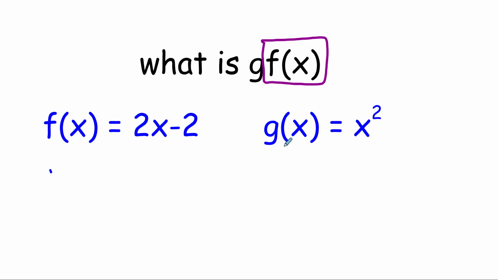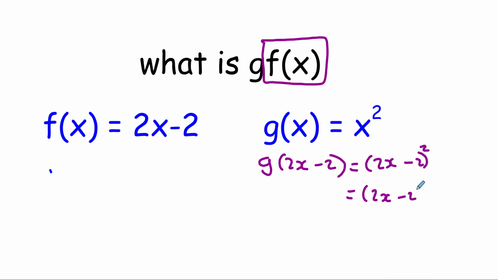We take the output value, which is 2x minus 2, and then we square it, as the g function tells us to square our x. All you need to remember is your expansion of a double bracket, which means if x is being squared, the bracket is repeated, and then we start with just expanding it out.